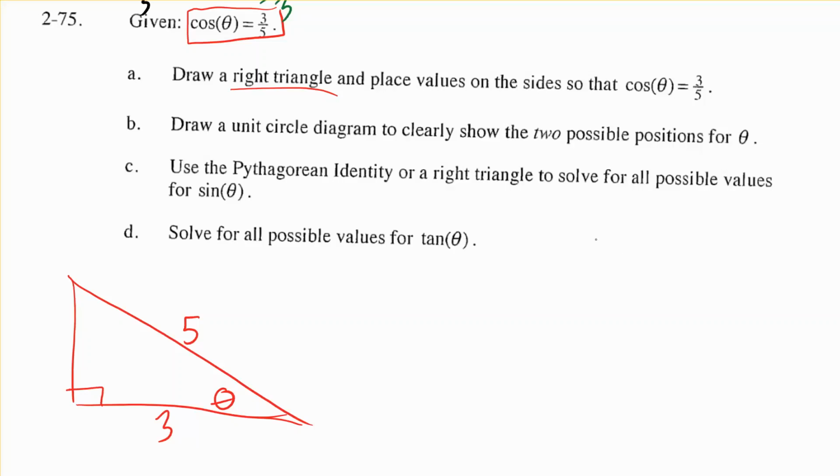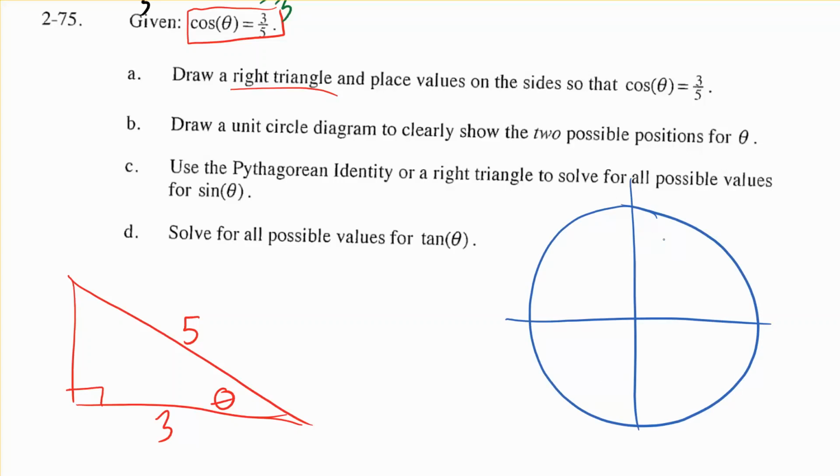Now in part B, use your unit circle and talk about where two possible locations for theta would be. Well, if cosine is positive, that means it's got to be in the first quadrant or the fourth quadrant. And I mean, it could be here basically, or here. We'll get a little closer to maybe its exact value in a second here.